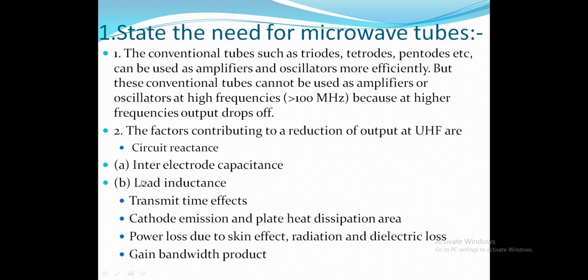Okay, so the factors contributing to a reduction of output at UHF are: circuit reactance, in that inter-electrode capacitance and lead capacitance, transit time effects, cathode emission and plate heat dissipation area, power loss due to skin effect, radiation and dielectric loss, and gain bandwidth product.